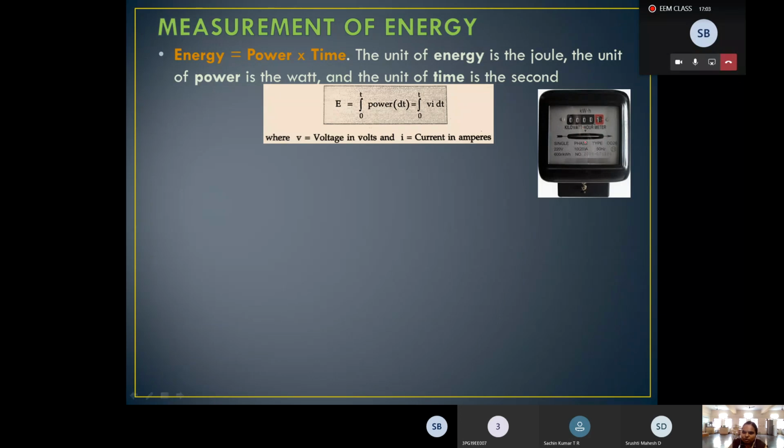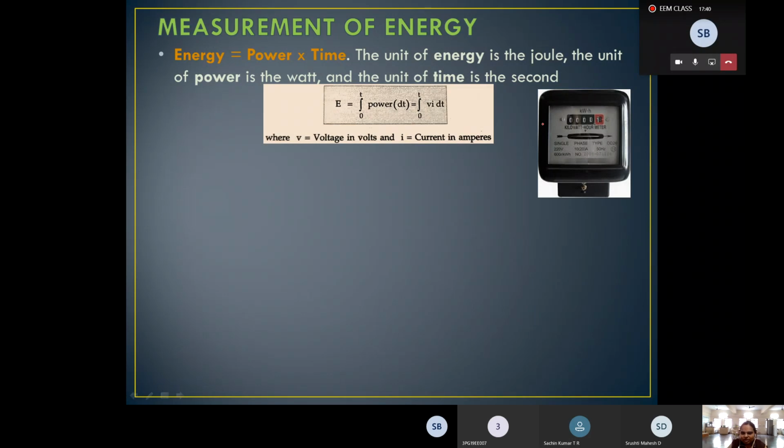Based on the revolutions, meaning how many times it rotates depending on the supply, that is, how much power is consumed in your home, we measure how much the bill will be per month. The person comes and checks it and gives you the bill based on how many revolutions happened over the time. This is the energy meter.